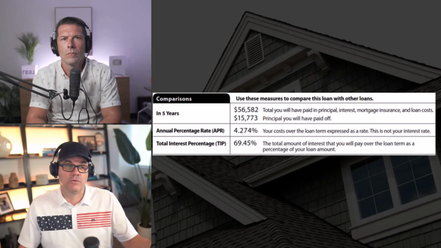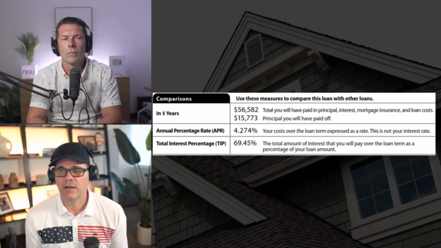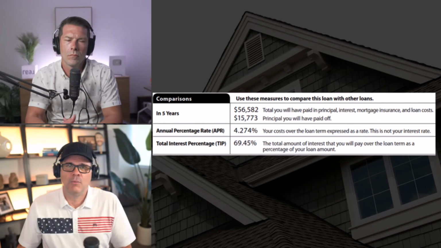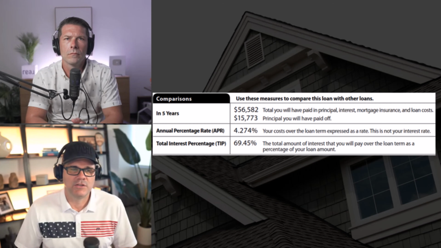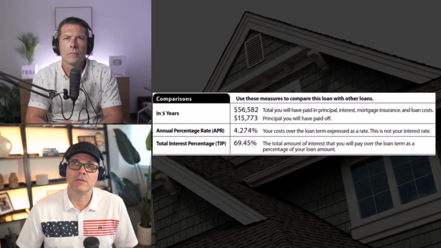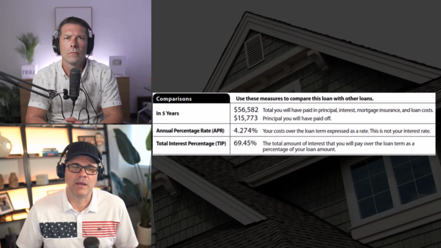We're missing the actual full page in the slides here. But in looking at it, the reason why I say this is pointless is no one looks at this. Even when they look at it, they go, what does it mean? And if I tell them what it means, they go, why would I care? So we have comparisons. Use these measures to compare this loan with other loans. You tell me if these are in any way helpful.